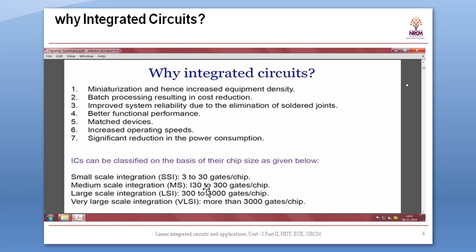while in medium scale integration 30 to 300 gates per chip are manufactured, while in LSI 300 to 3000 gates per chip are manufactured, and in VLSI more than 3000 gates per chip are manufactured. So this is a classification based on the chip size.